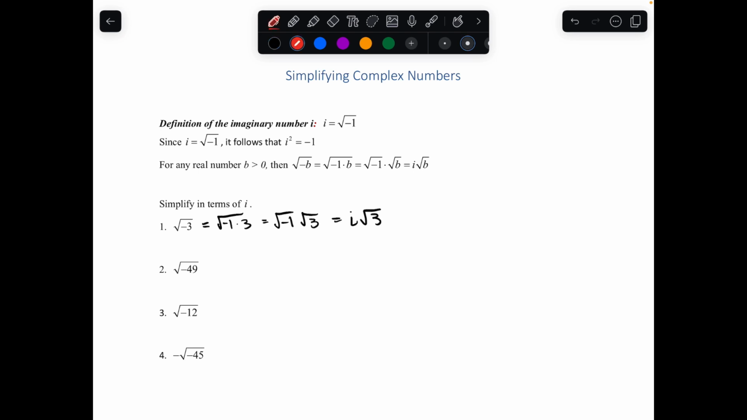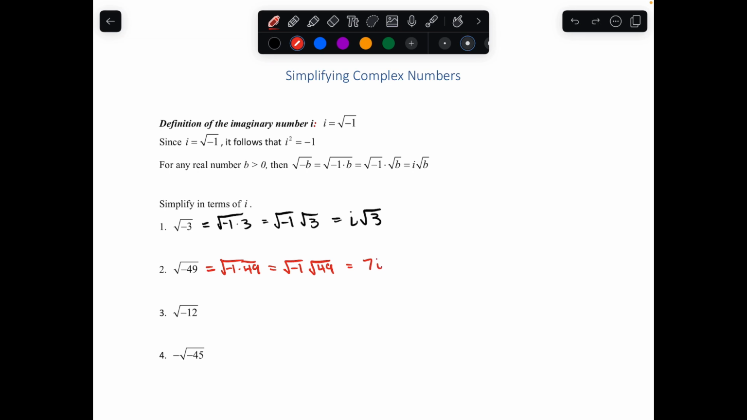Let's try it again with number 2. So we have the square root of -49. We follow our process. We have the square root of -1 times 49. And now we can separate this using our multiplication property. This becomes the square root of -1 times the square root of 49. Now the square root of 49 is going to be 7. So we have 7, and then square root of -1 is i.